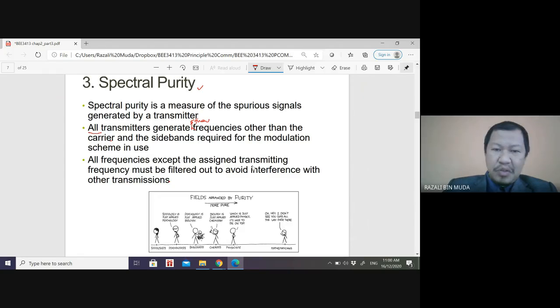Okay, because normally in AM modulation you only discuss about the carrier frequency FC and sidebands, USB and LSB, right? Still remember this? Upper sideband and lower sideband. So other than this frequency, there are other frequencies which also generated by transmitter. So all these frequencies must be filtered out to avoid interference with other transmission.